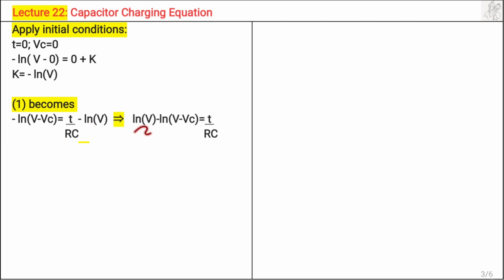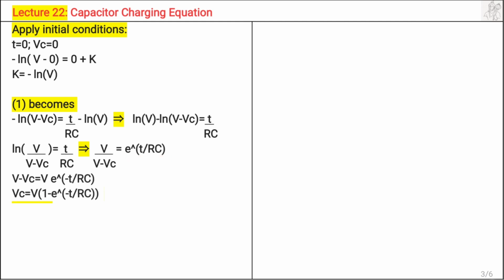And rearranging it simply becomes log V minus log (V minus Vc) is equal to t by RC. Log A minus log B is simply log of A by B. So using this formula, it becomes log of V by (V minus Vc) is equal to t by RC. Now the log is replaced by introducing exponentials. So V by (V minus Vc) becomes e raised to power t by RC.